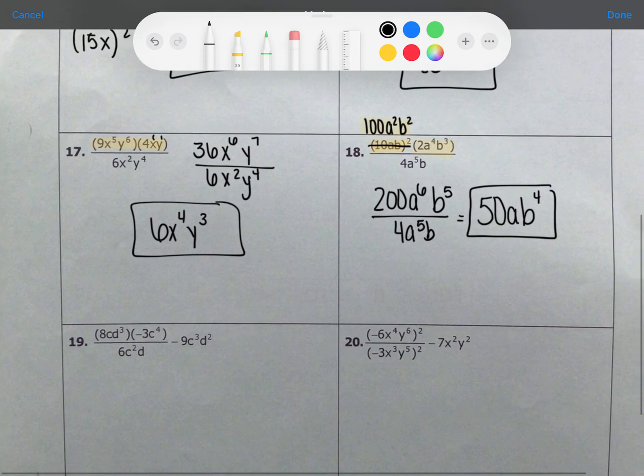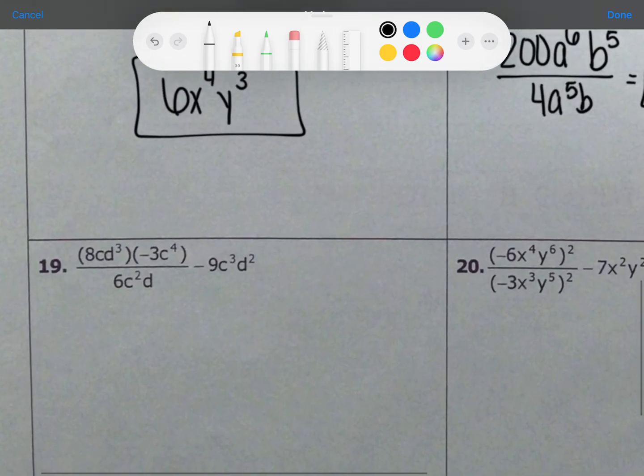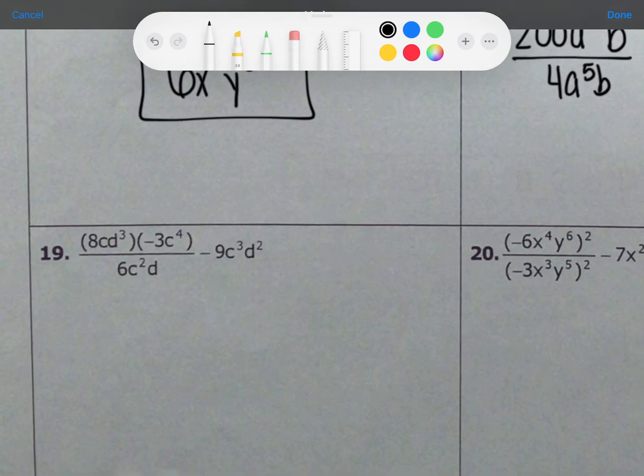All right, last 2, we can do it. And after these 2, you have a quiz, as long as there's time provided, and I'm sure there's lots of time left in class. Okay. Number 19, you're going to multiply, and then you're going to divide, and then you have to subtract. This will be interesting. See what you can do.